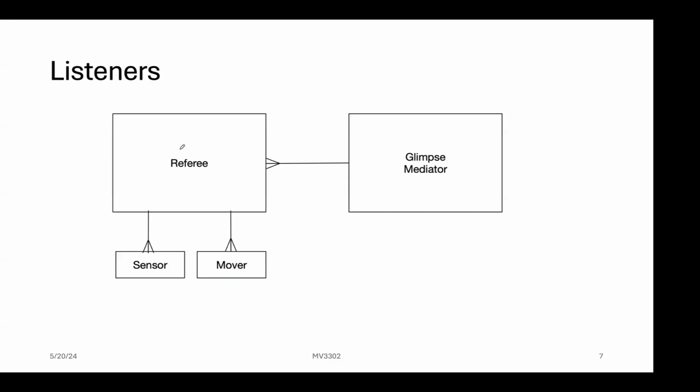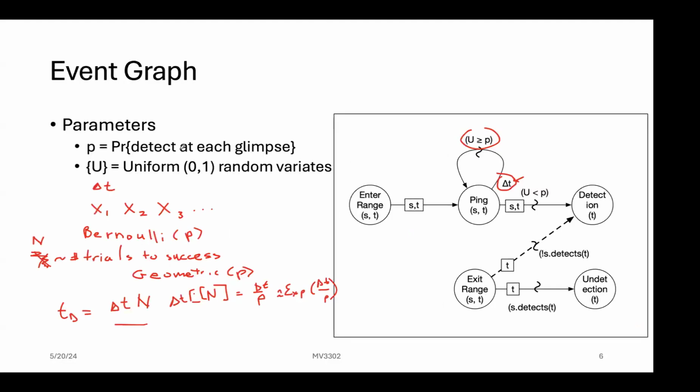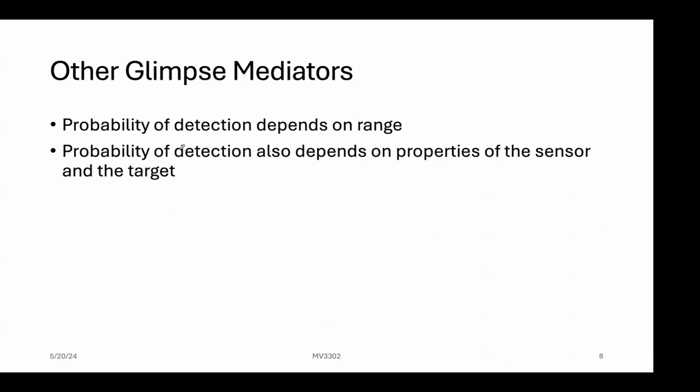Okay, so now there's something about the constant probability that should be a little bit concerning, which is, intuitively, if we have a target that's farther away, the probability of detecting ought to be different than if the target is closer. So intuitively, that's certainly true. And so, what if the probability of detection depends on, let's say, the range?